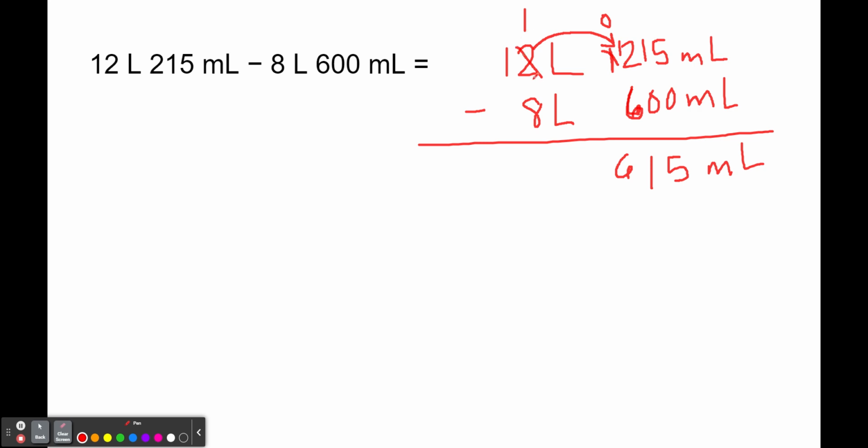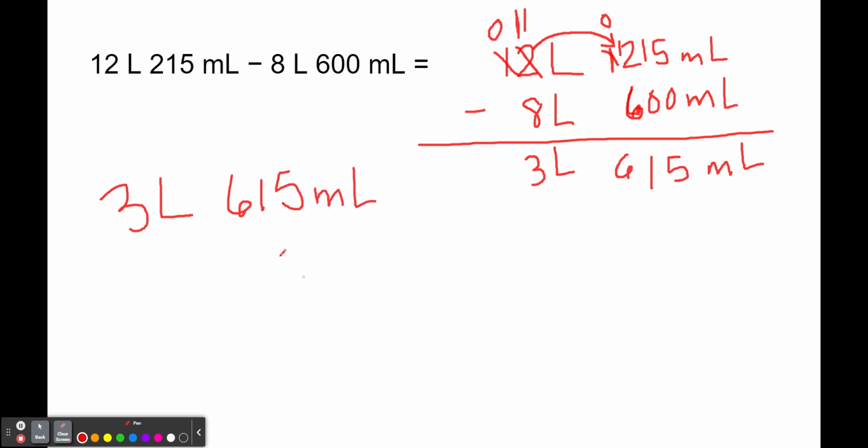And then I'm going to go to my liters. I cannot take away 8 liters from 1 liter, so I'm going to go ahead and borrow. So I have 0 liters there. And now I'm going to have 11 liters. I'm going to take away 8 liters, which is going to leave me with 3 liters. So I have 3 liters, 615 milliliters left over. Or if I want to change to milliliters, I have 3,615 milliliters.